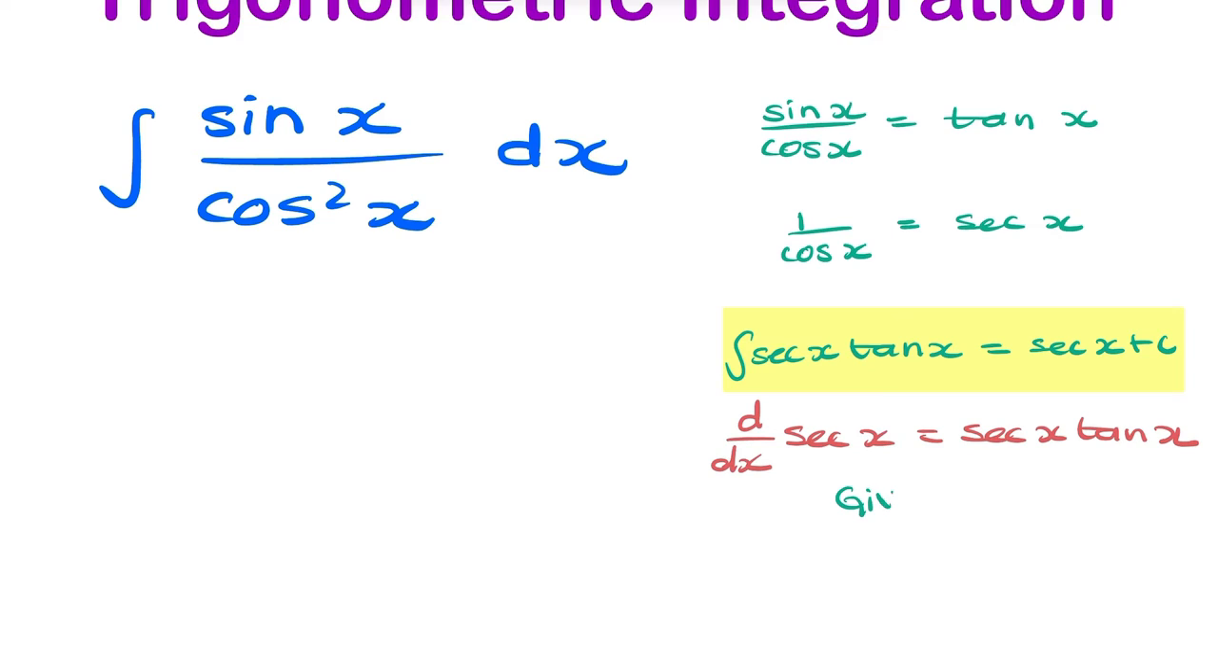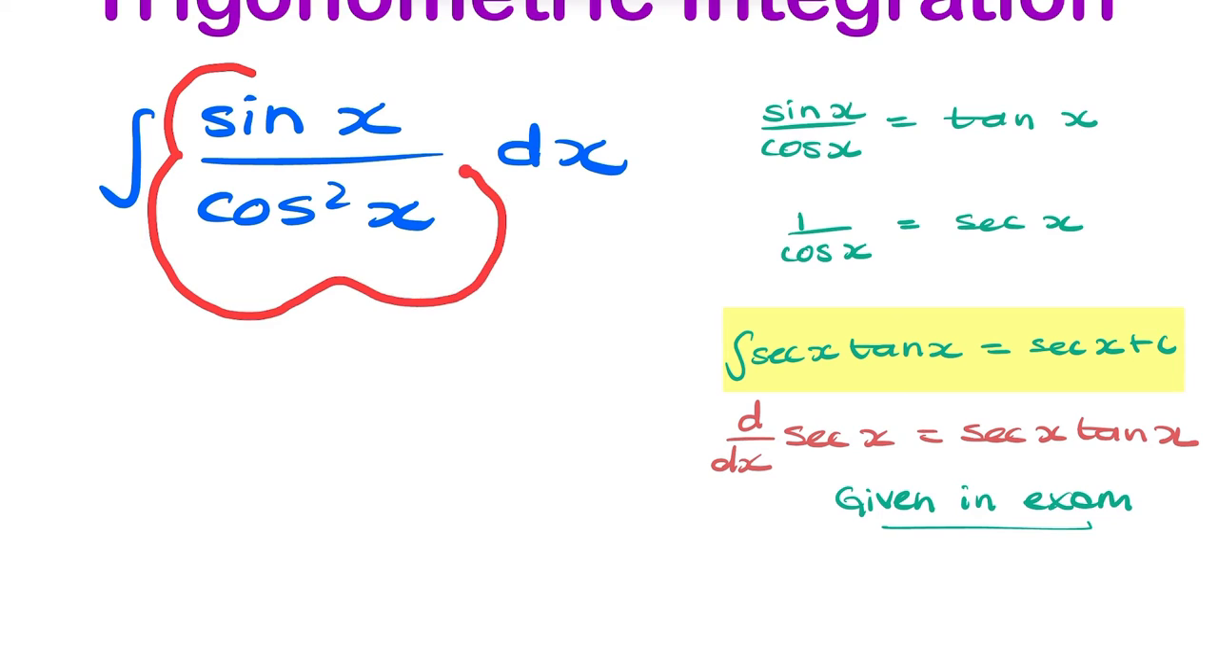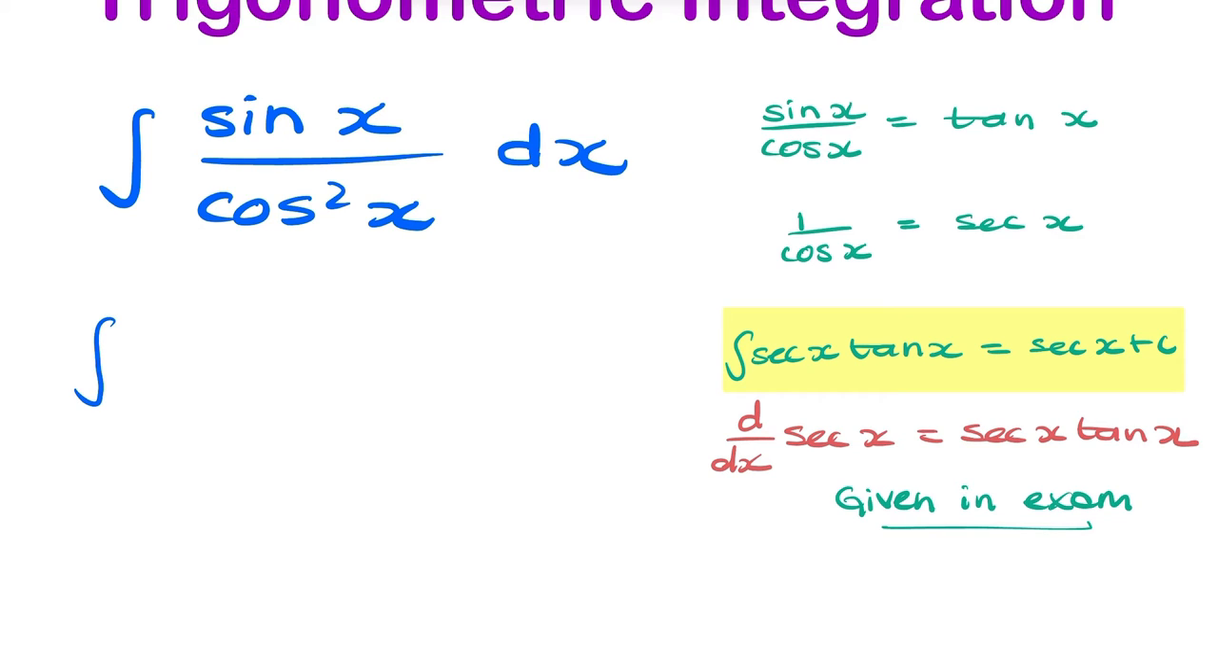So let me write that. Given in the exam. This will be in your formula sheet. Now, the reason I mentioned this is it looks like I can rewrite this to make it look like that. Let me show you how. So I can write this as sine x divided by cosine x times cosine x. So that's what the squared means.